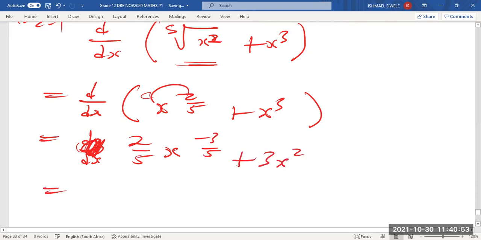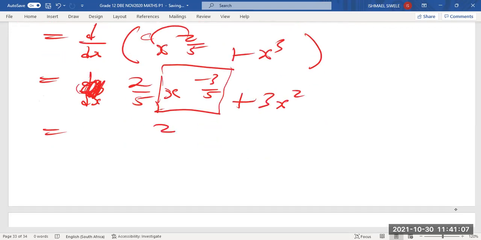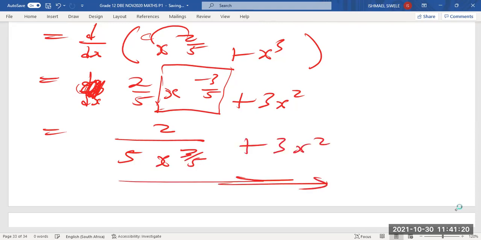So normally they would say leave your answer in the positive exponent, but they didn't say that here. So I always advise you to leave your answer in the positive exponent. And how do you do that? You just take this to the denominator. So you're going to have 2 over 5 x exponent 3 over 5 plus 3x squared. And this is the most appropriate answer, but they'll tell you to leave your answer in the positive exponent. Okay, so that is it.